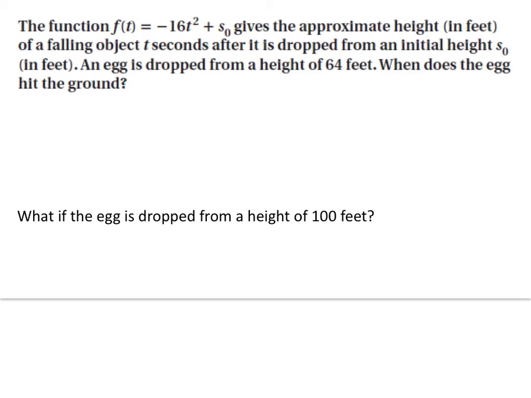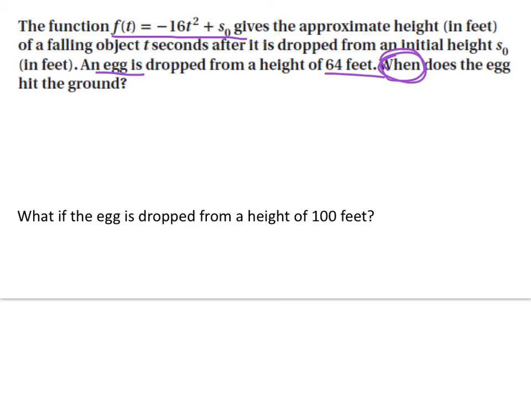The word problem we have for this lesson is actually bringing us back to our factoring days. So what we have here is the function f(t) equals negative 16t squared plus s sub 0, which gives the approximate height of a falling object however many seconds after it's dropped from its initial height. So we're talking now about an egg. An egg is dropped from a height of 64 feet. So we're wondering, when does the egg hit the ground?